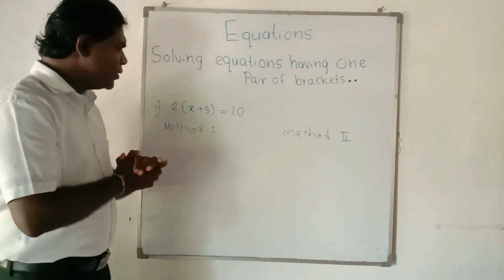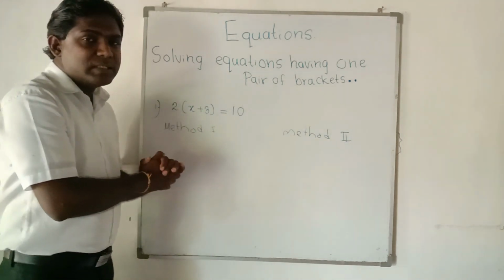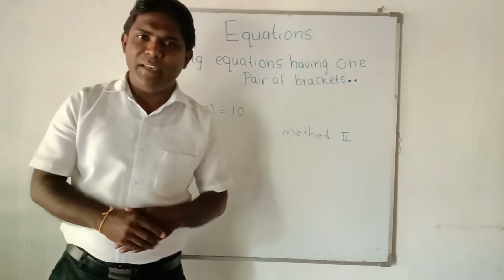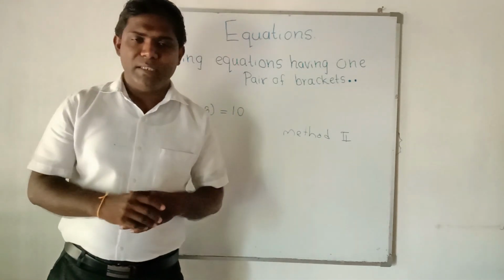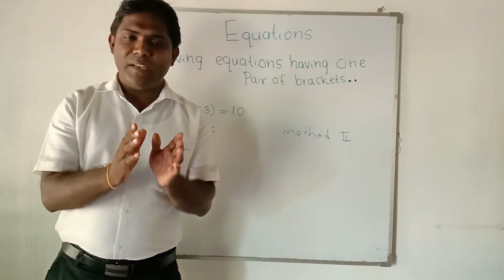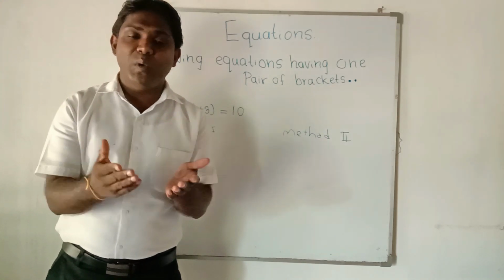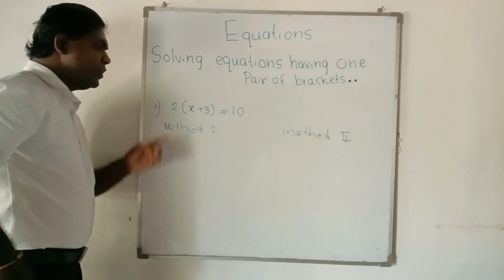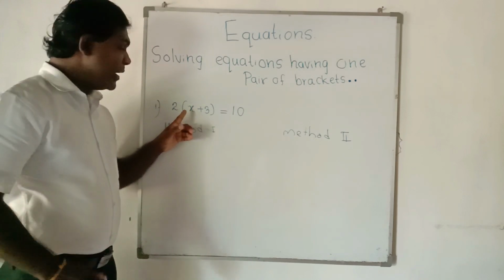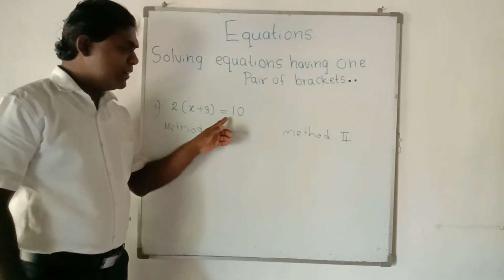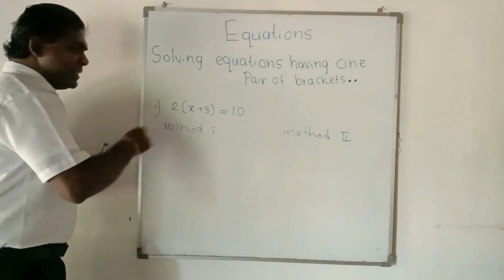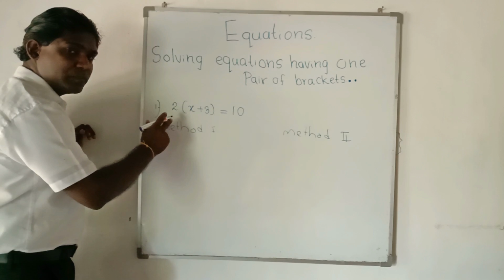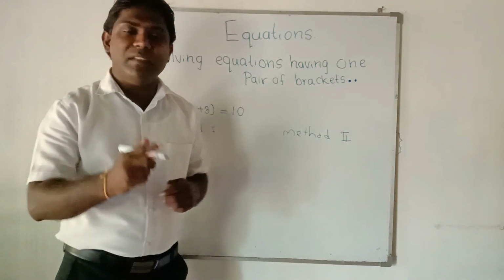You can solve this equation accordingly with two methods. I am going to explain both methods. You can select whichever is the easy one and do it. Okay. Here 2 into (x + 3) equals 10. The first method is here multiplication, because we can apply the opposite operation, division, like this.